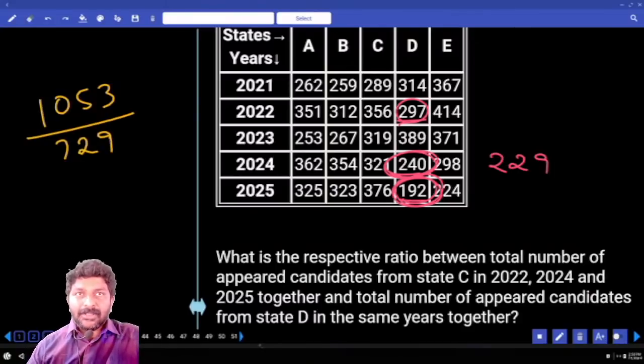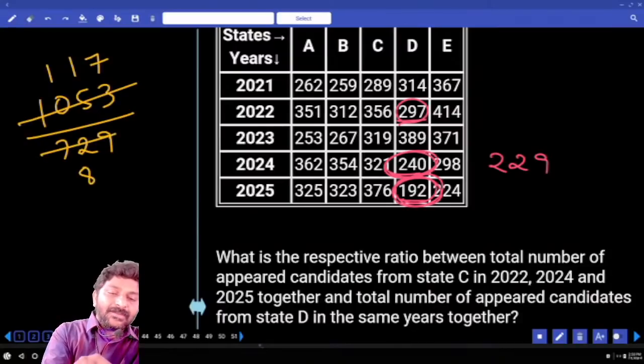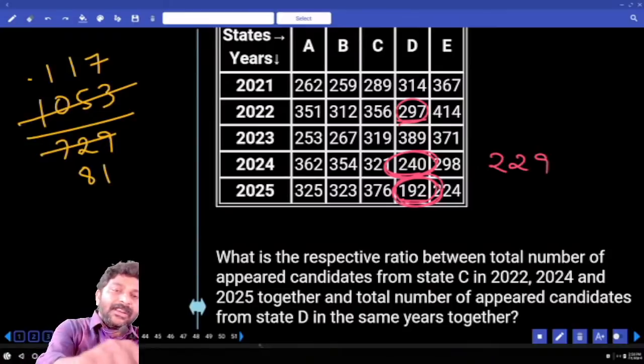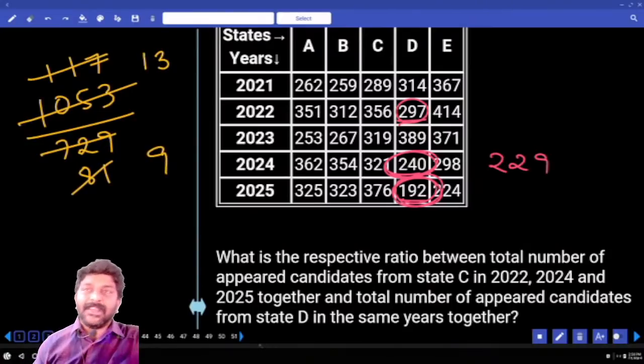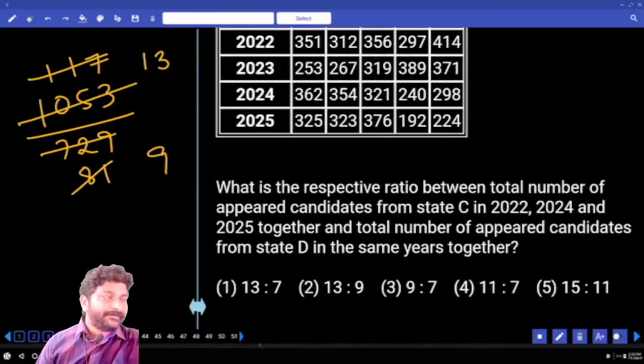When you look at both, the numbers are 9 multiples. Let's go with 9 multiplication, 9 ones. Again 1, 7. 9 8 times. Again both the numbers are 9 multiples. 9 13 times, 9 9 times. So 13 by 9. Second option.